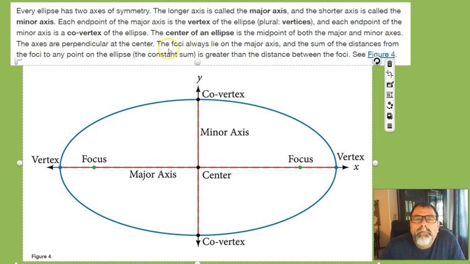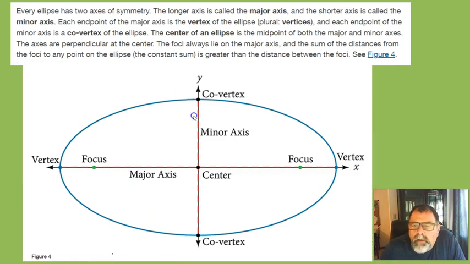The foci always lie on the major axis, and the sum of the distances from the foci to any point on the ellipse, the constant sum, is greater than the distance between the foci. Some people pronounce this foci with a hard C, or a soft C, whatever you want. I've heard it said all the different ways.